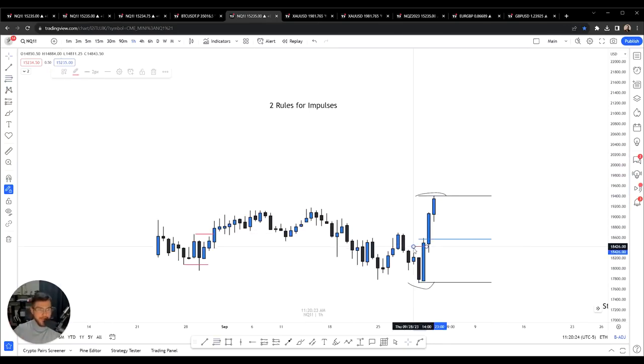So again, you need follow through after the structure. Notice how right here, we wouldn't necessarily have called it on this candle. We would have waited for that big push through and then said, okay, that is a market structure shift, or this is an impulse that we're going to be paying attention to.